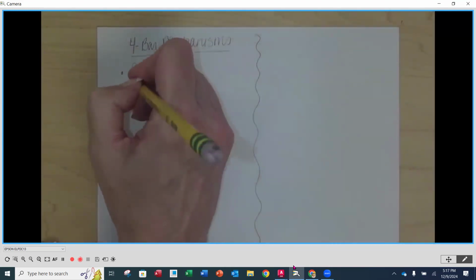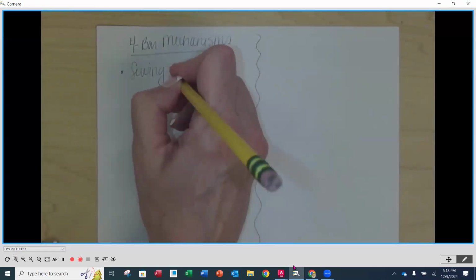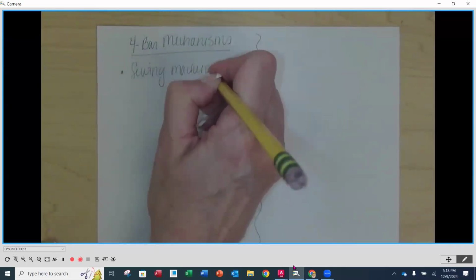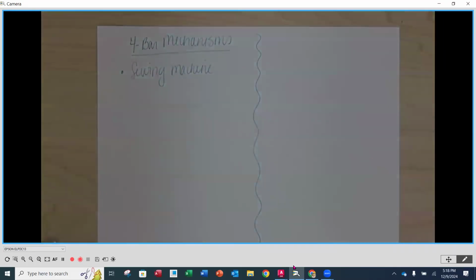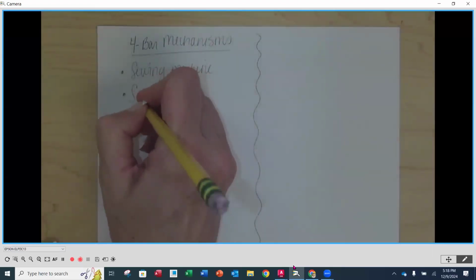A sewing machine? Yes, yes. And we did a kinematic diagram on that. And we looked at that, right? Sewing machine, excellent. Others? A saw, absolutely. A reciprocating saw.